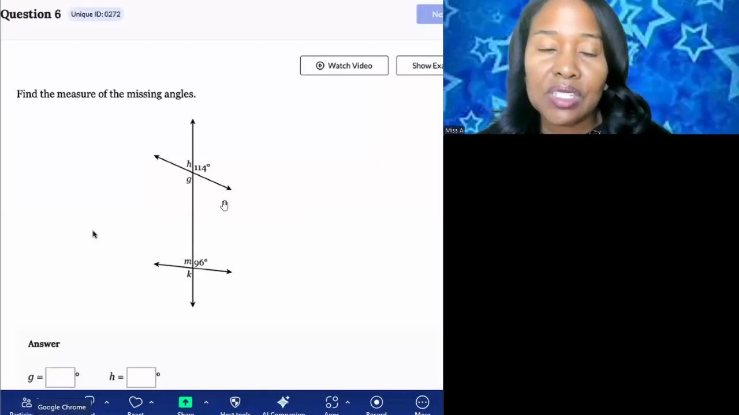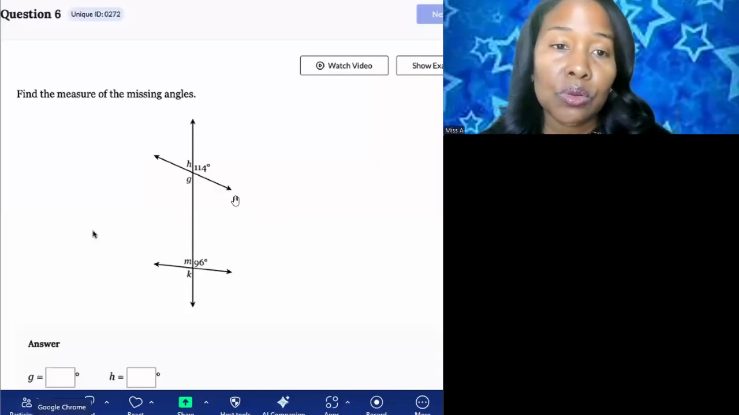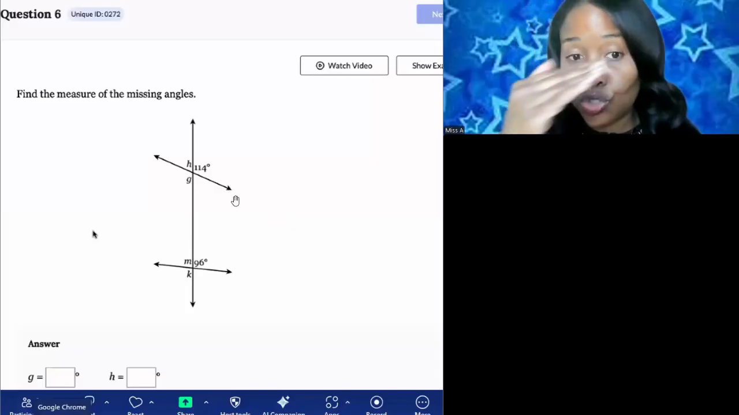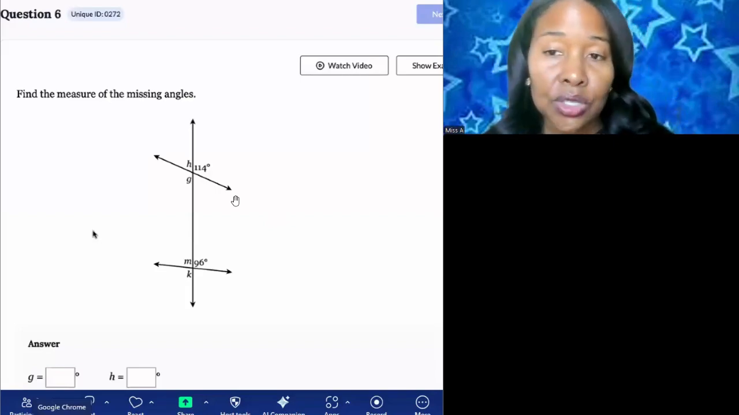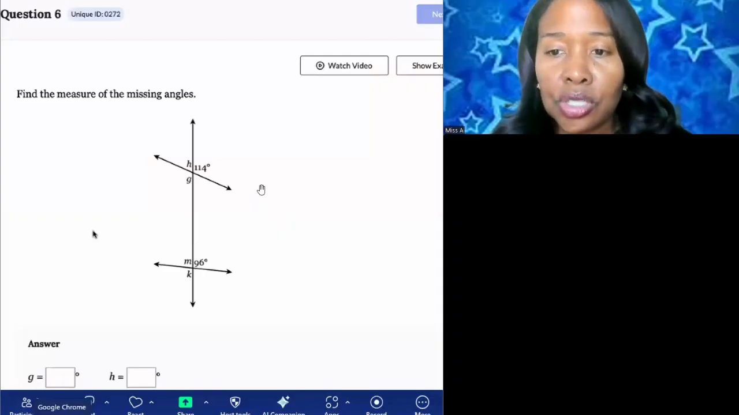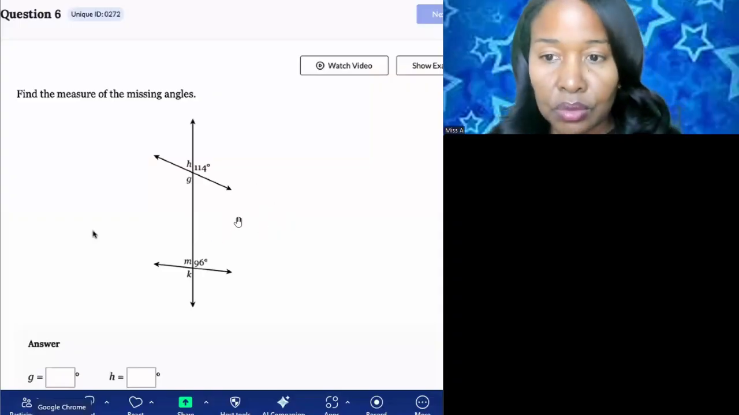And then we also have something called supplementary angles. Supplementary angles are angles that land on a straight line, and we know that the measure of a straight line is always 180 degrees. So I want to start with the vertical ones first because we can just quickly get an answer from those, right?